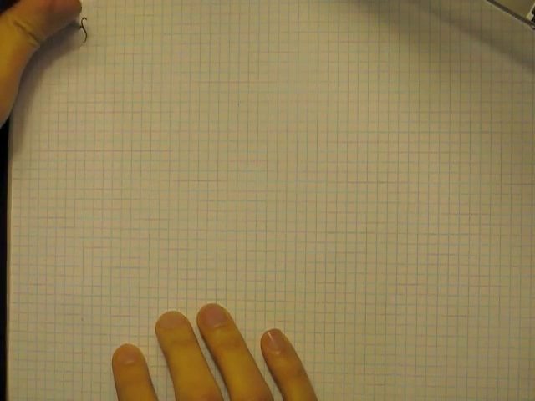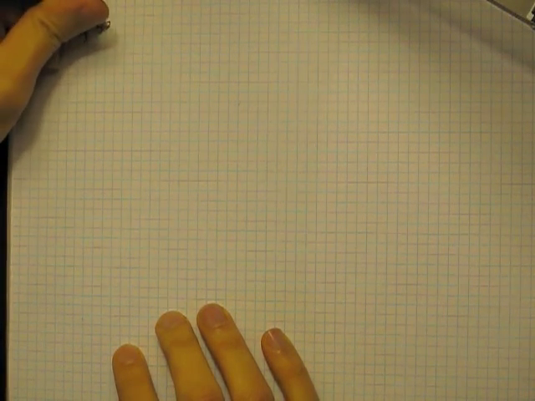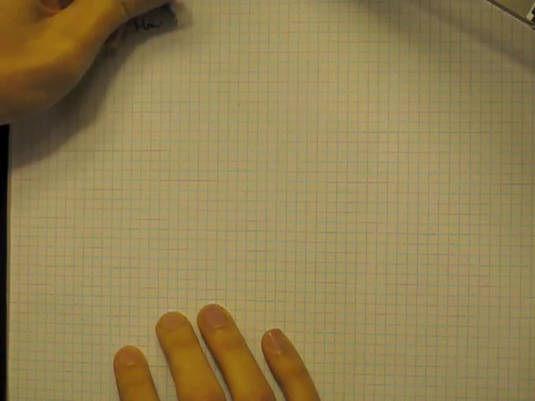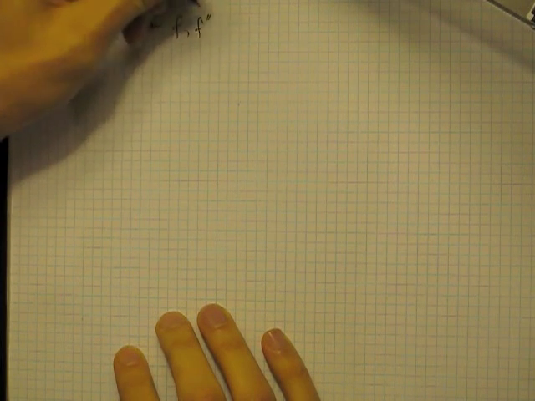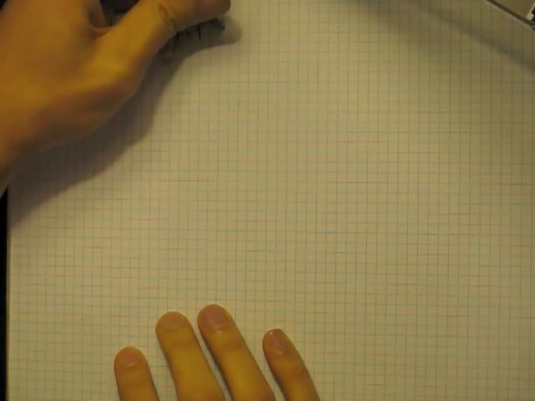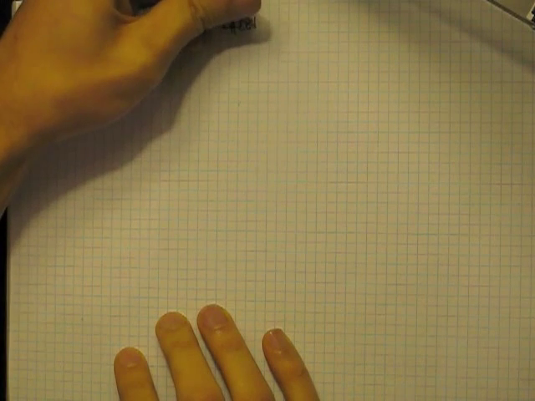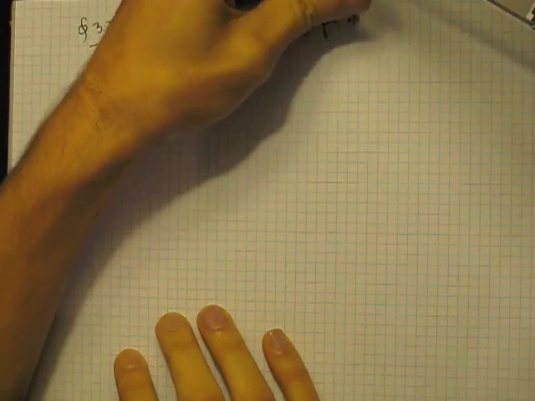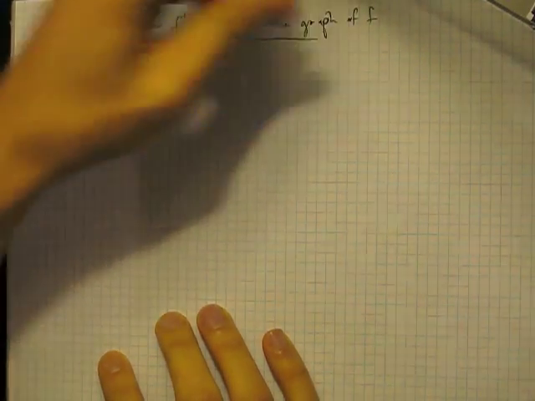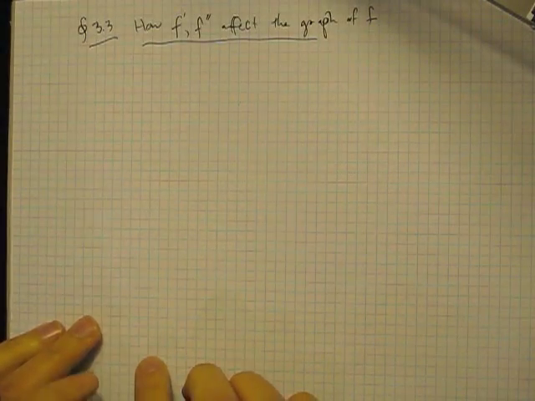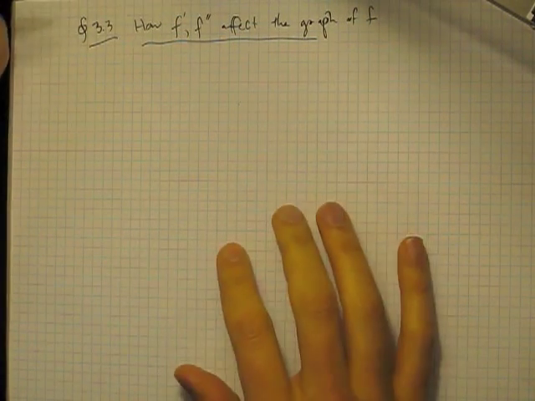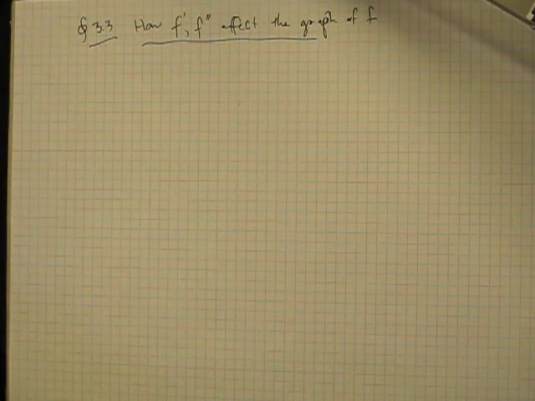Okay, so we're going to talk about section 3.3 very briefly. This is how f and f prime and f double prime affect the graph of f. Okay, so we've discussed a few examples already in class about this, but I just want to go through a couple of specific examples.